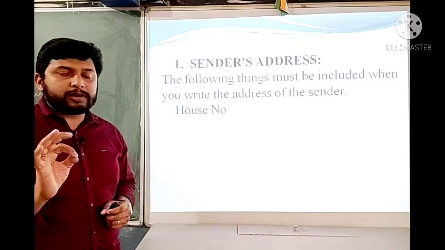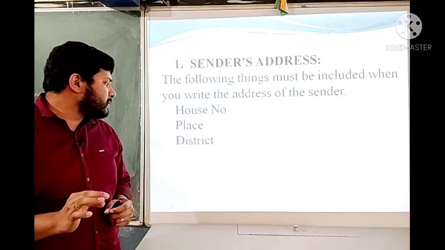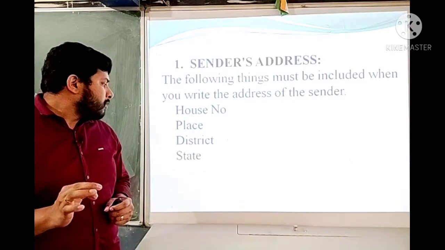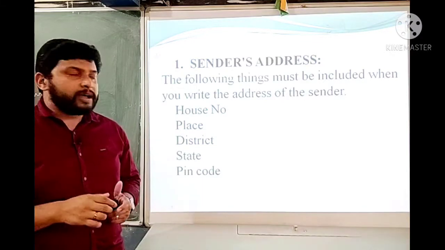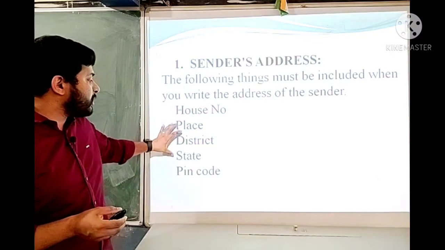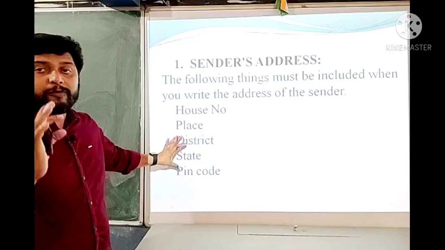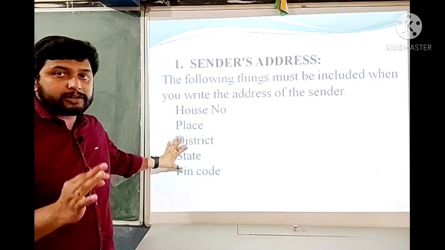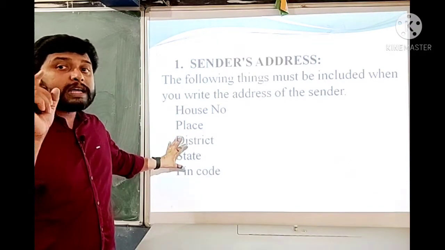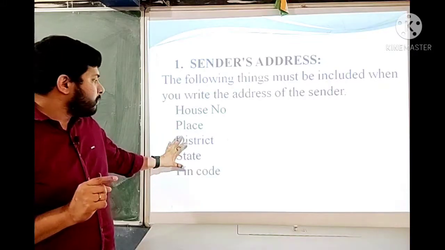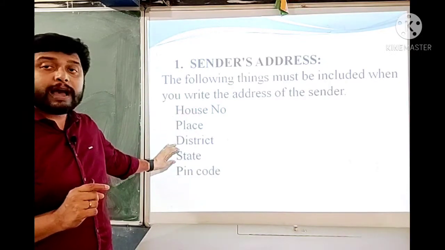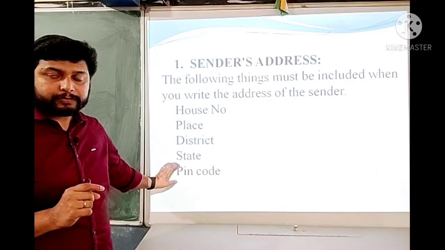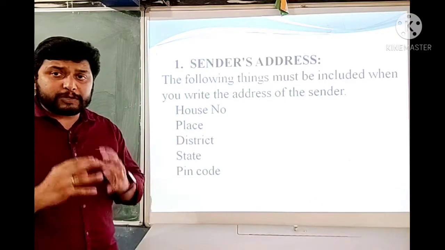First one, house number. Second one, place. Third one, district. Fourth one, state. And fifth one, that is pin code. These 5 different pieces of information must be there when you write the sender's address, which means when you write your address. House number, place, district, state, and finally pin code. All this information must be written.